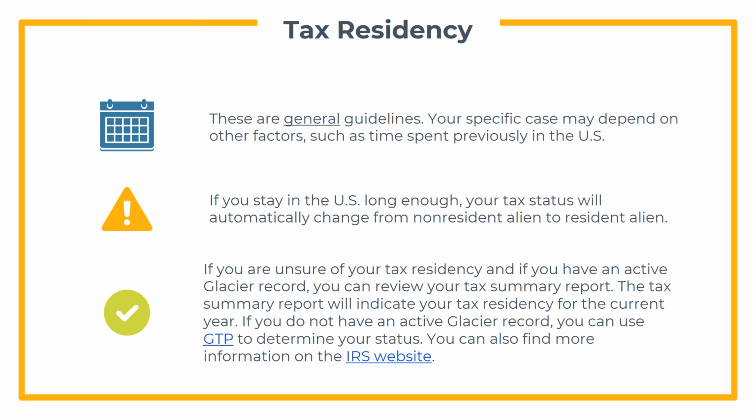If you are unsure of your tax residency and have an active Glacier record, you can review your tax summary report in the Glacier record. It will indicate your tax residency for the current year. If you do not have an active Glacier record, you can use GTP to determine your status. You can also find more information about residency on the IRS website.